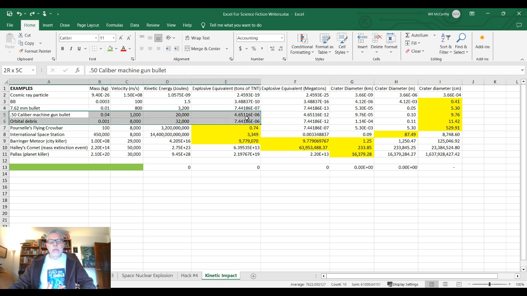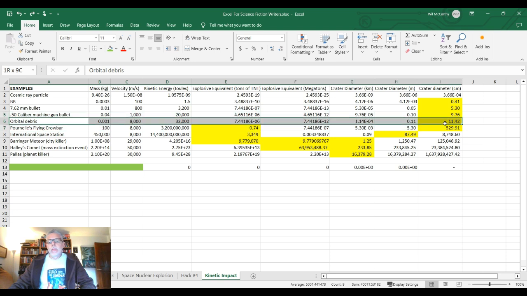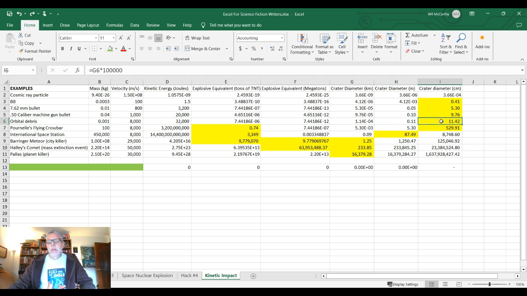If we scale up to a 50 caliber machine gun bullet, the diameter of the crater jumps to about 10 centimeters. And if we look at orbital debris, if we imagine an object weighing 1 gram traveling at the velocity of low Earth orbit, which is 8,000 meters per second, that orbital debris, if it hits concrete or the equivalent of it, will again make about a 10 centimeter dent. So that's all very impressive.